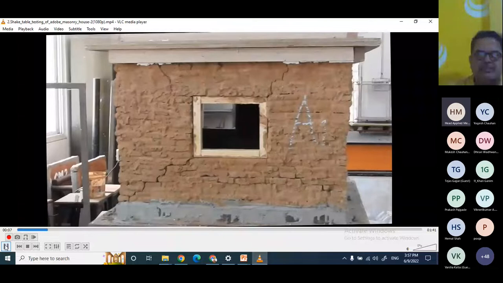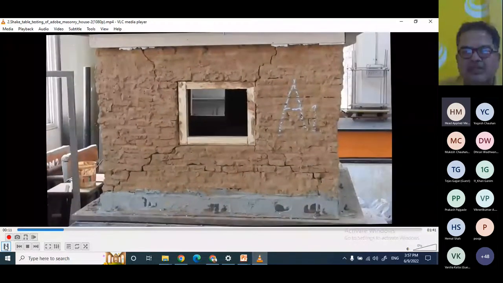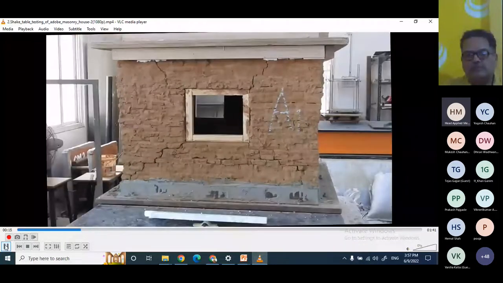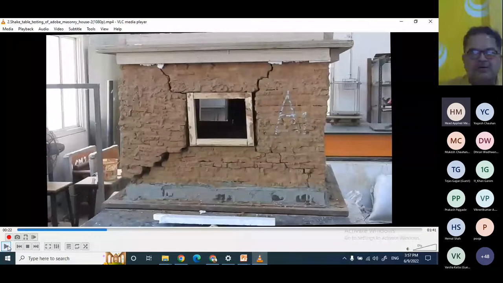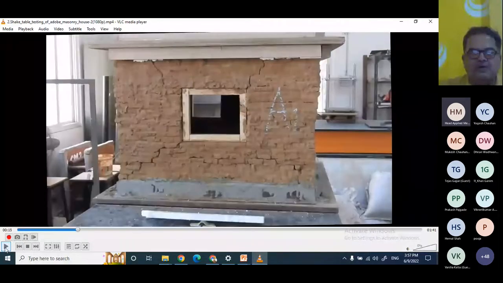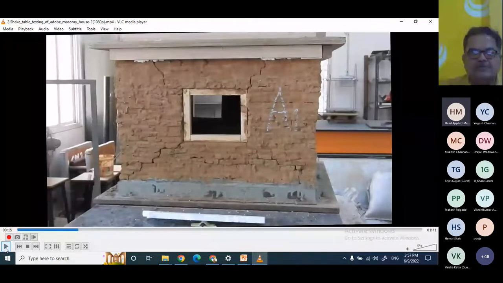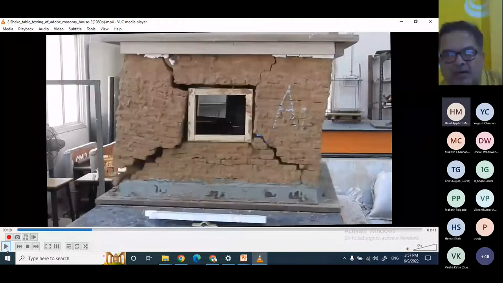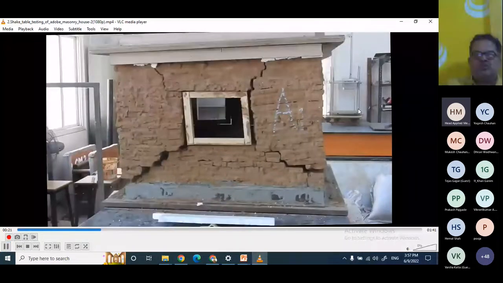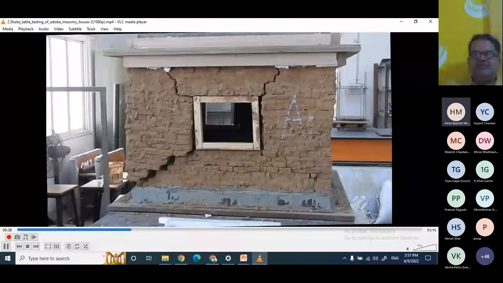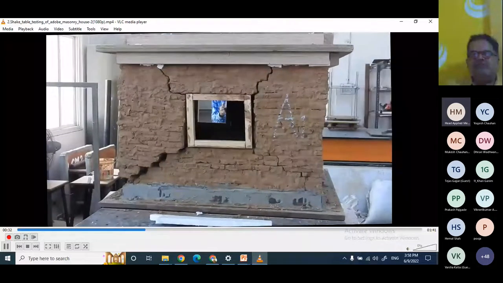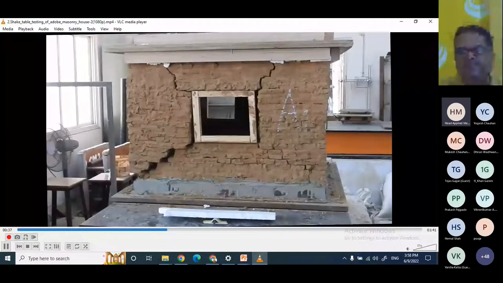Now if you test it further, what will happen to the structure? You can see these are the classical failures, the X bracing. No additional feature is provided to this masonry. This type of unreinforced masonry is very dangerous, and if you don't provide earthquake resistant features, then it fails suddenly, and a lot of casualties have been observed in the past.